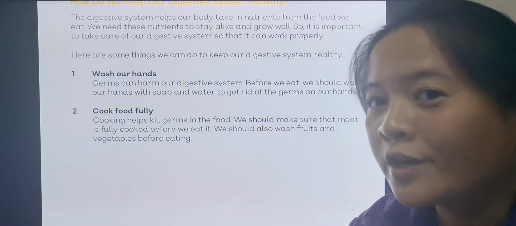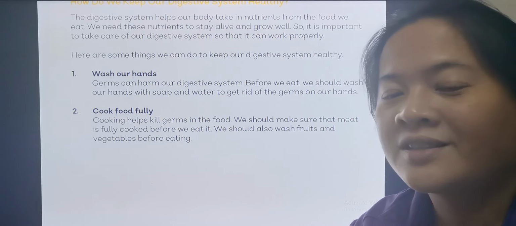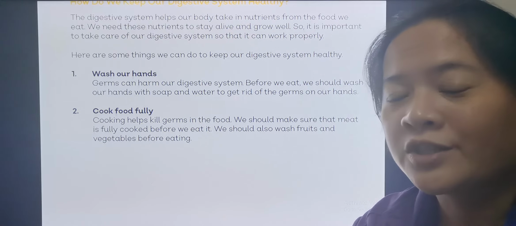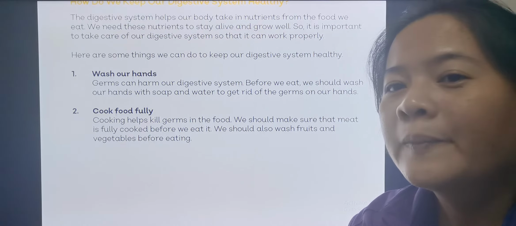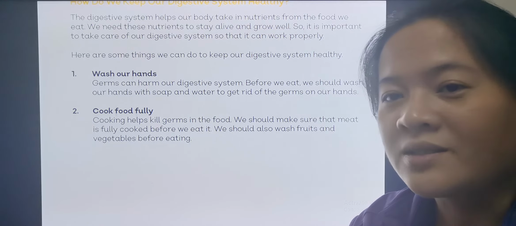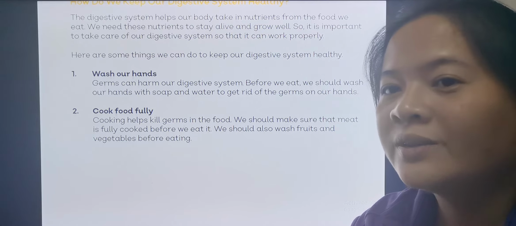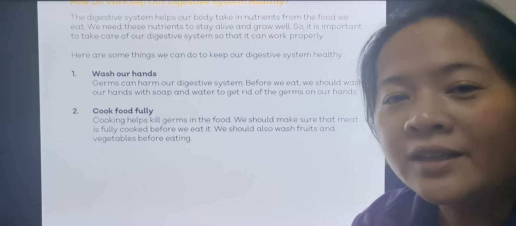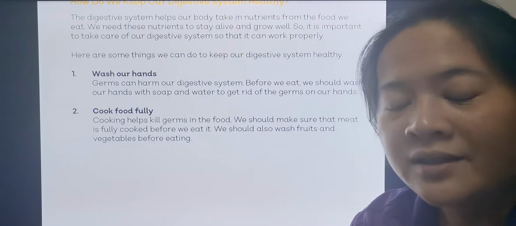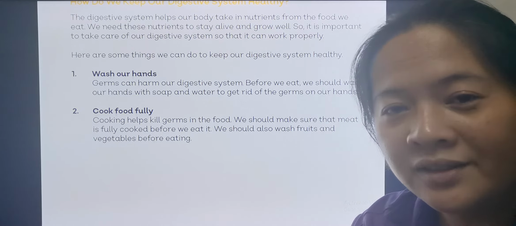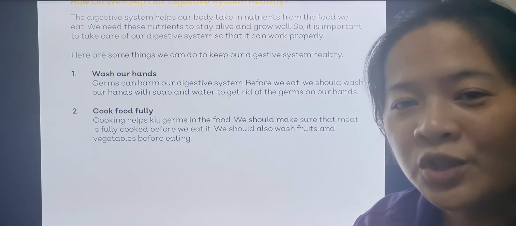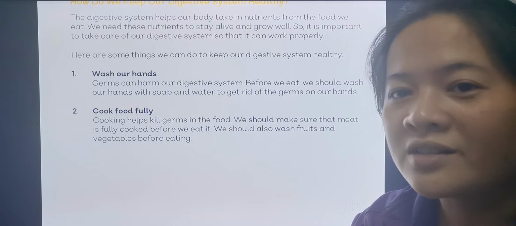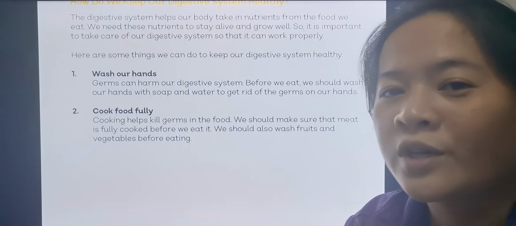Number one is wash our hands. This is very important, especially now during the COVID-19 situation. We really have to wash our hands as often as we can. But with regards to the digestive system, it's important to wash our hands, especially before we eat, so that the germs, the bacteria in our hands will not go into our digestive system. When we touch the food and our hands are dirty, it has the germs, then the germs will get in our body. It will enter our digestive system. So it's not good. So we should always wash our hands.